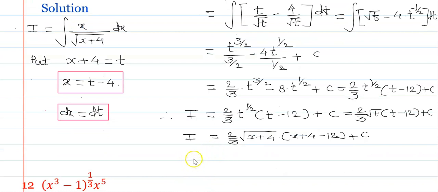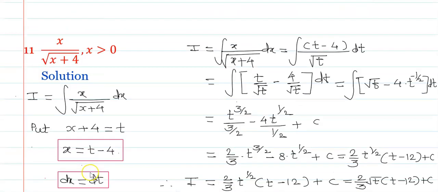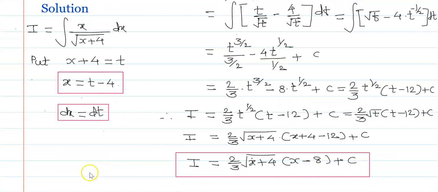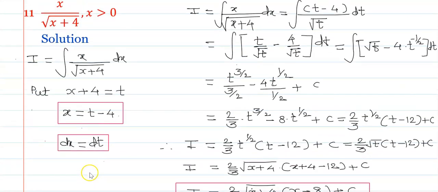This I is equal to 2 by 3 in root of x plus 4, in bracket x minus 8, plus c, and this is the answer. Okay, see this.